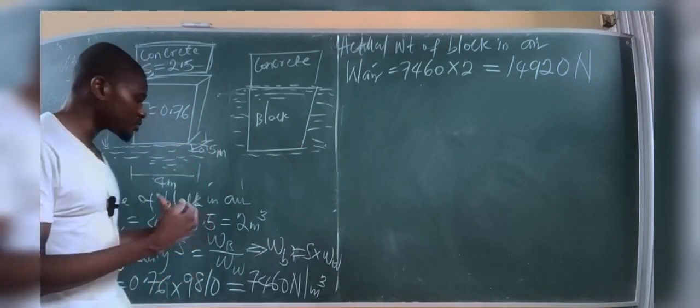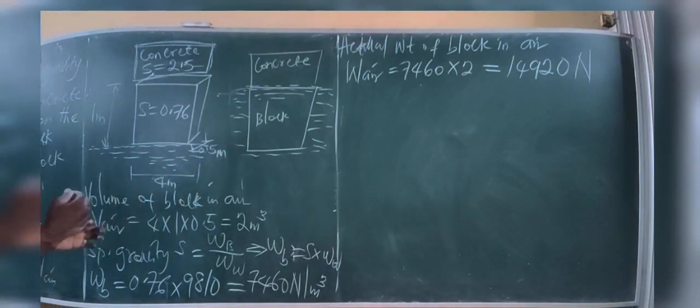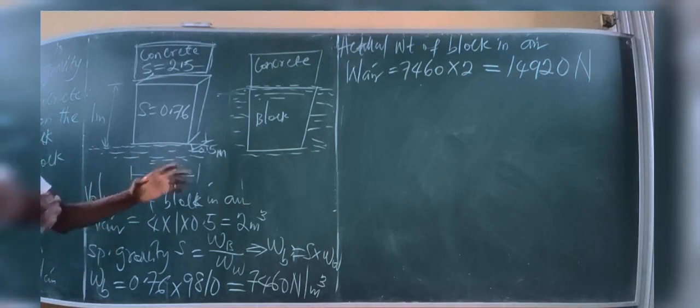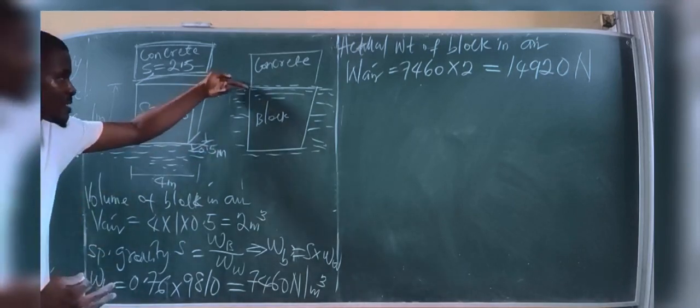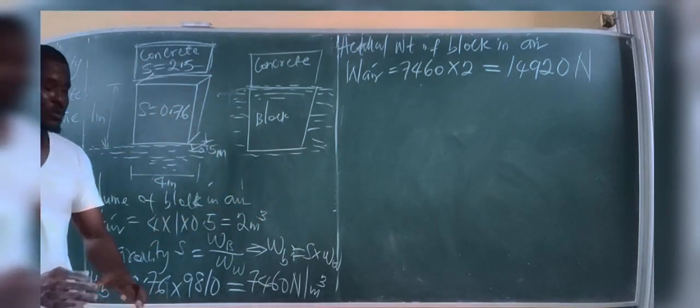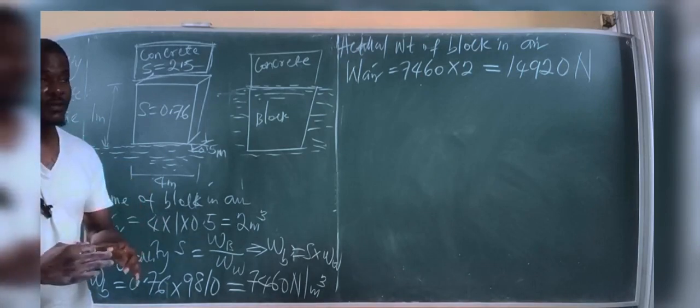So if the entire volume of the block in air is 2 meters cubed, that means when completely immersed in water, the volume of fluid or volume of water displaced by this block is also what? 2 meters cubed, because in this case it is completely immersed. So it has the same height, the same length, and the same width inside the water. So the volume remains the same when immersed completely inside the water.